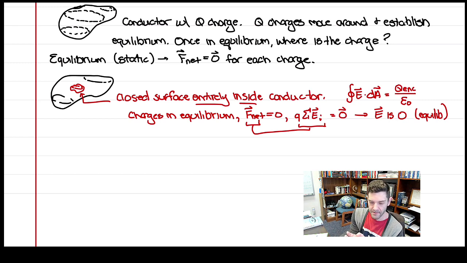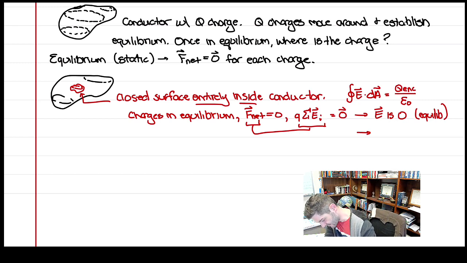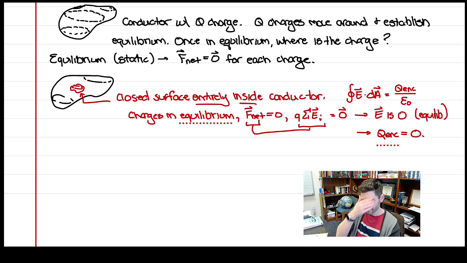But then if there's no electric field at any point, along the surface, or wherever there are charges, then really, by Gauss's law, this is implying that Q enclosed equals 0 as a result. If there's no electric field, then there's no electric flux. If there's no electric flux, then there's no charge enclosed. So I've essentially made two arguments here.